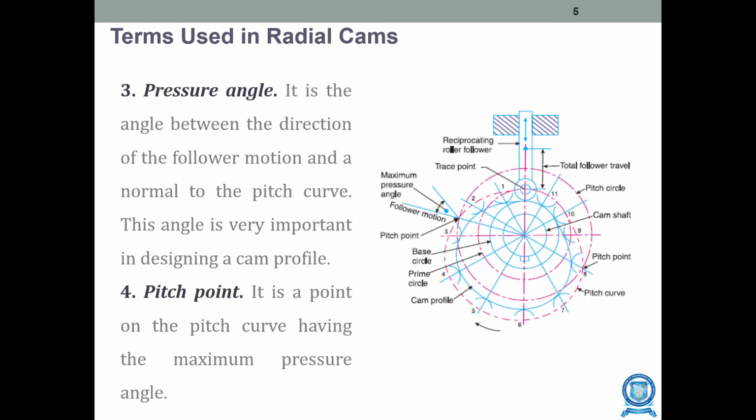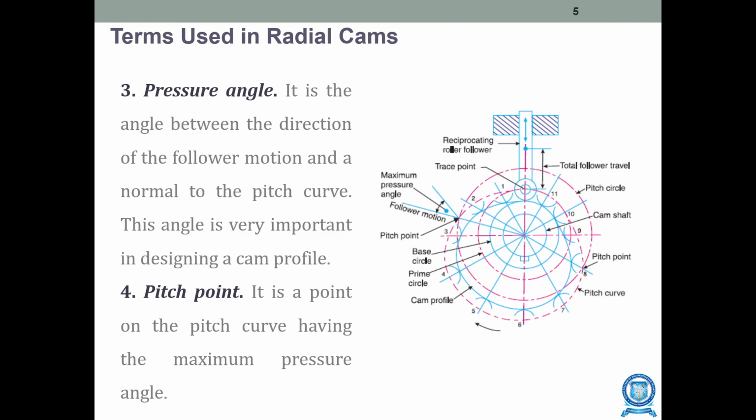Next is your pressure angle. What is the pressure angle actually? Here they have described it as the maximum pressure angle. The pressure angle is the angle between the direction of the follower motion, that is how the follower is moving, and a normal to the pitch curve. You can see this, a normal to the pitch curve.